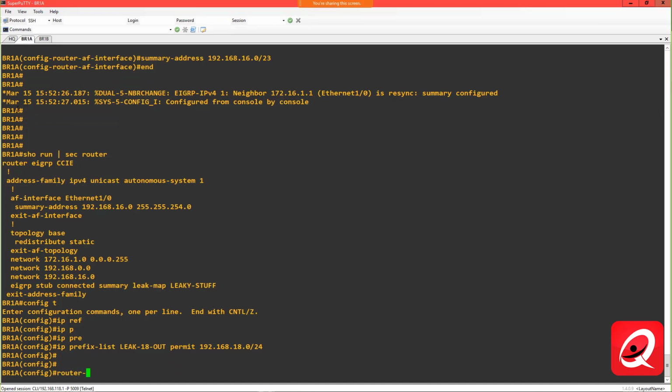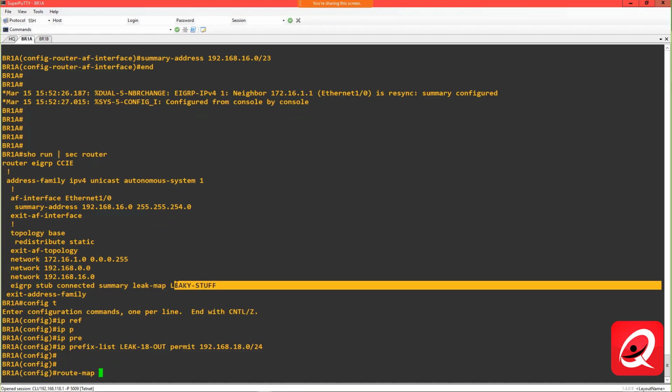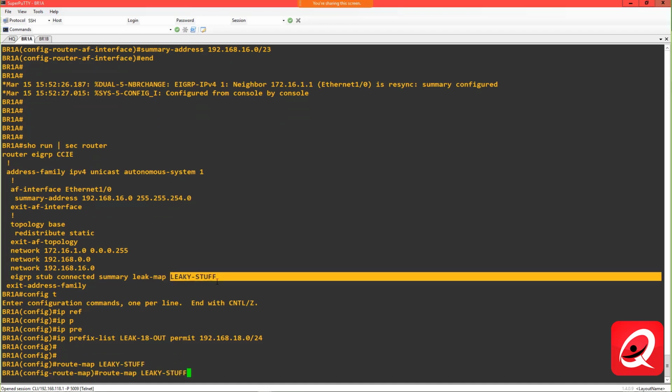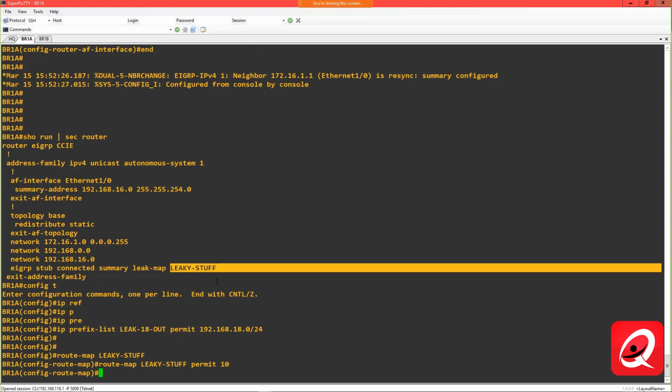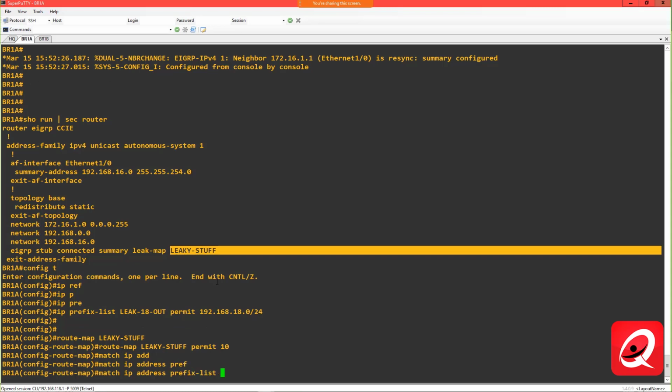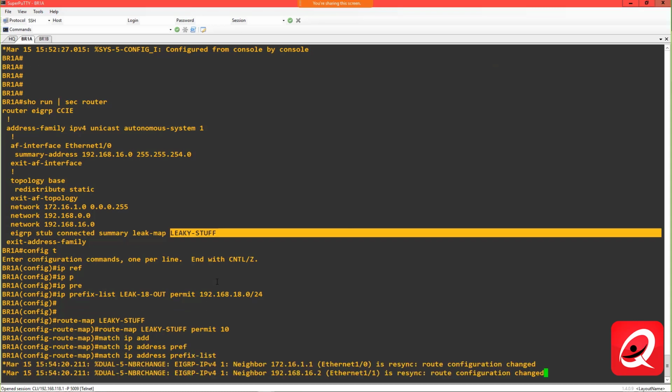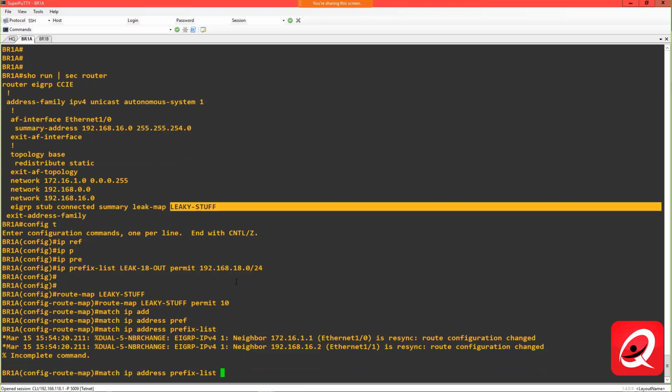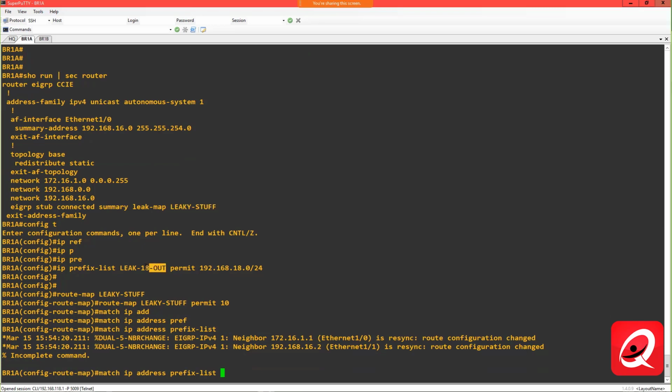We're actually going to create a route map, and we're going to give the route map the same name. Well, we could do a permit 10. It would automatically apply that anyway. Match IP address. Make sure you put prefix list, otherwise it's going to assume access list. And we're going to put in the prefix list that we created.